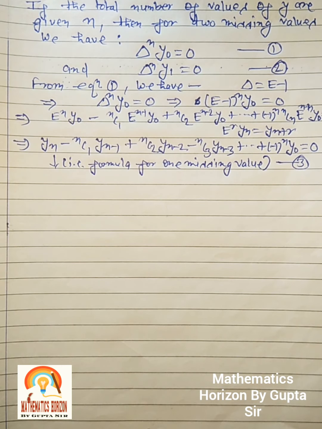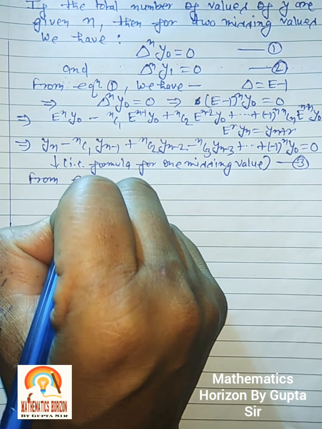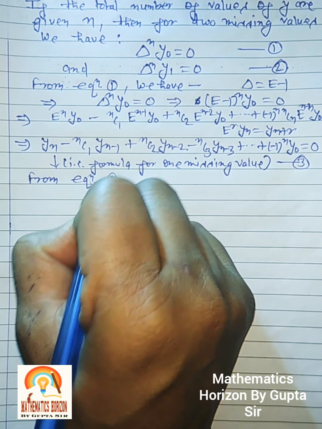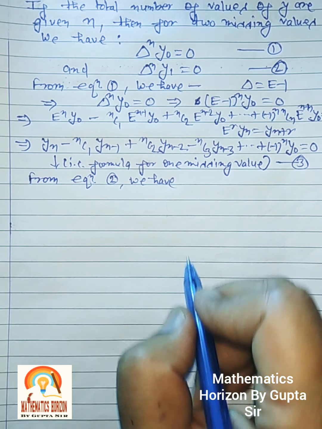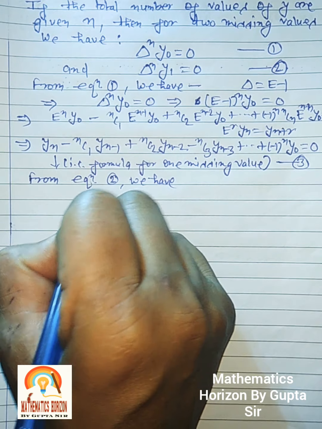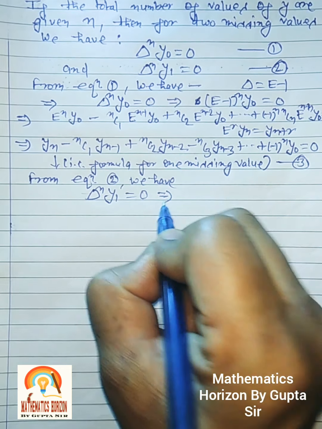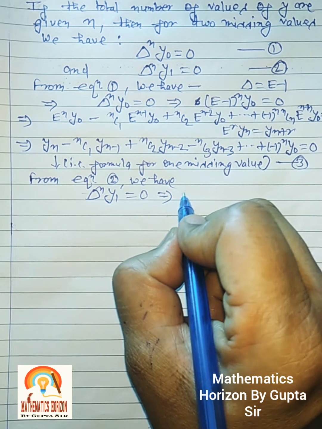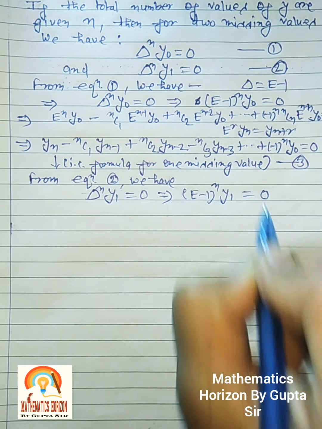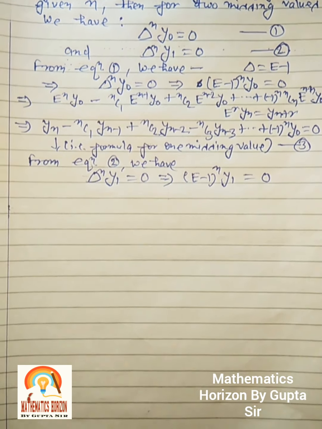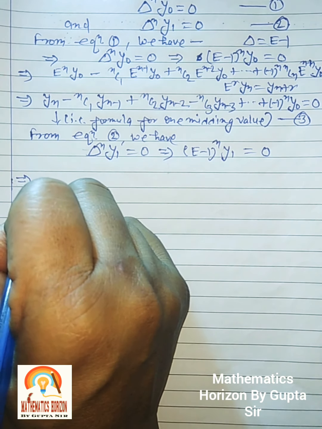Now from equation 2, we have del n y1 is equal to 0. That is, when we put del equal to e minus 1, we get e minus 1 to the power n y1 is equal to 0. Now expanding this by using binomial theorem, what do we get here?